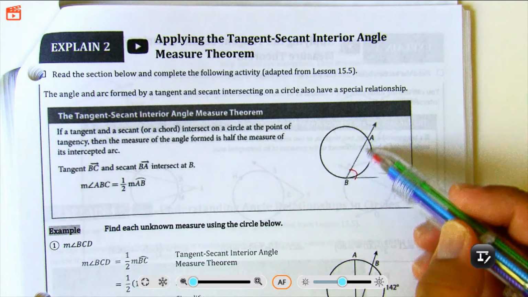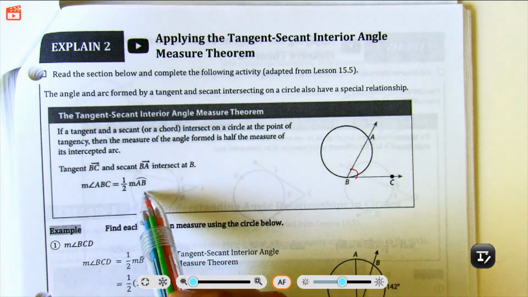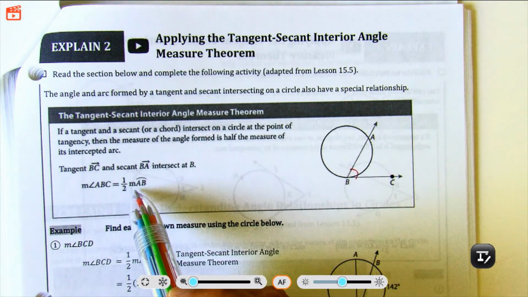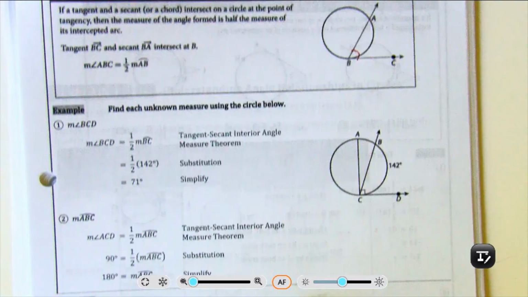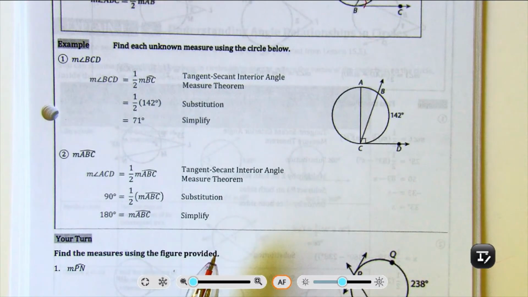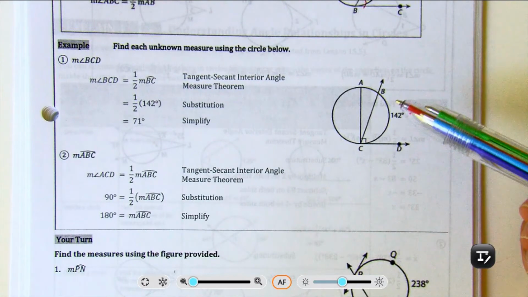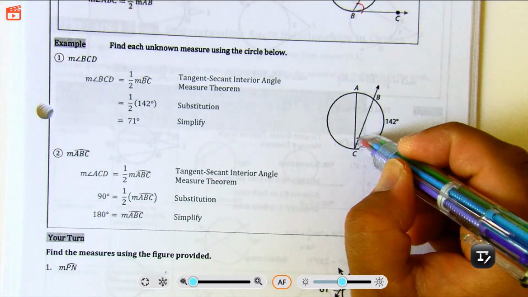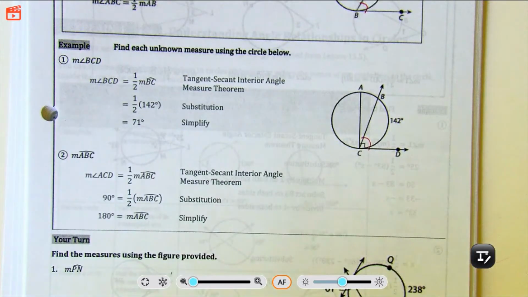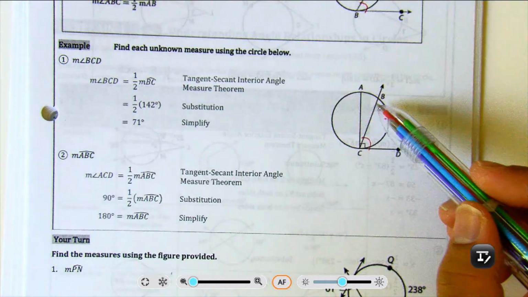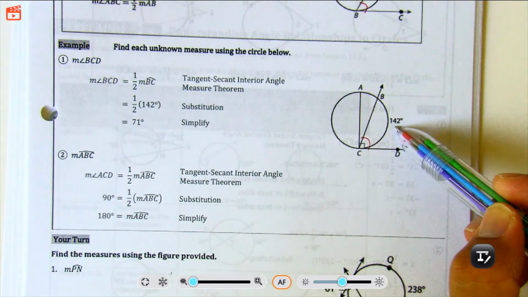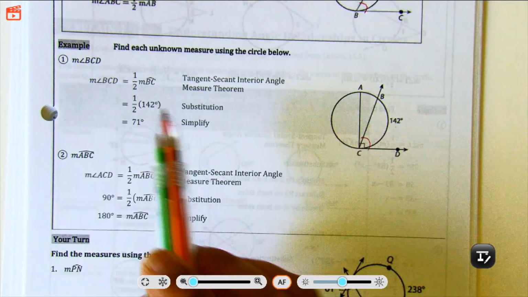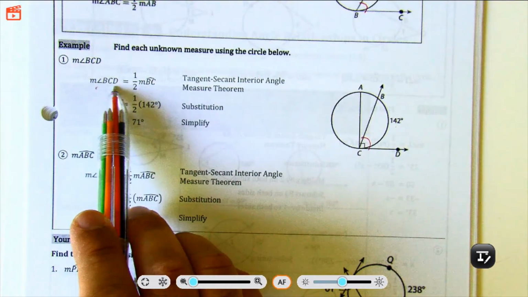So let's look at the first example here. For number 1, we want to find the measurement of angle BCD. So BCD is this angle here. Okay, so then we need arc BC, and we know what arc BC is. Arc BC is 142. So to plug in the numbers, we have the measurement of angle BCD is equal to 1/2 142. And half of 142 is 71.